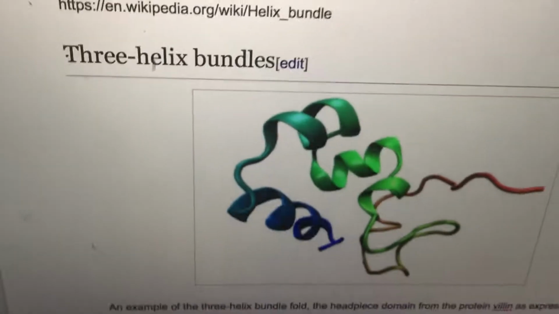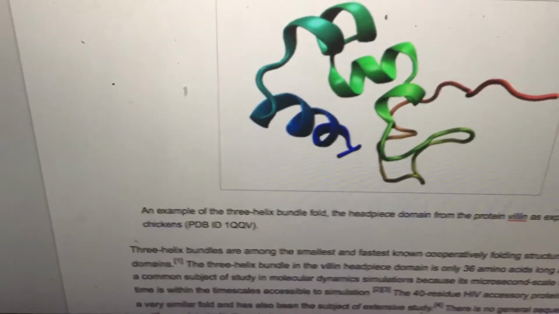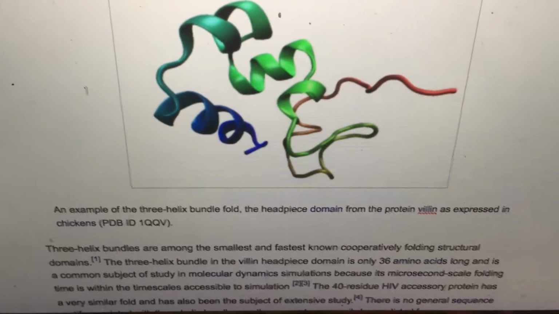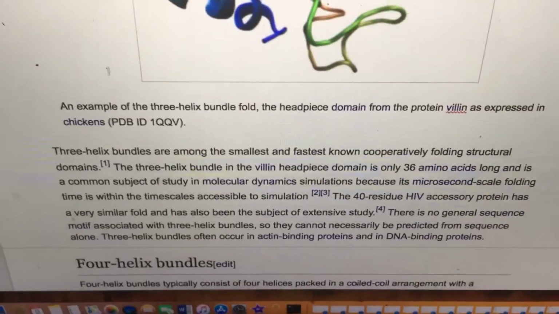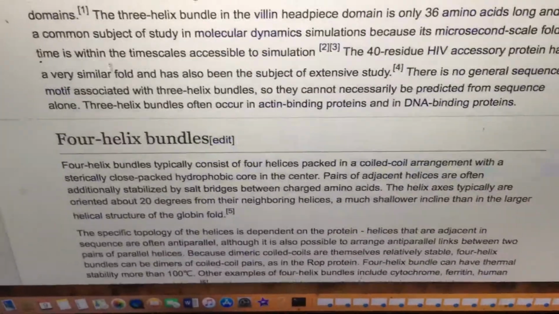The CATH structural hierarchy has 4 levels. Here's a 3-helix bundle, an example of a 3-helix bundle fold. Okay. But there's also 4-helix bundles.